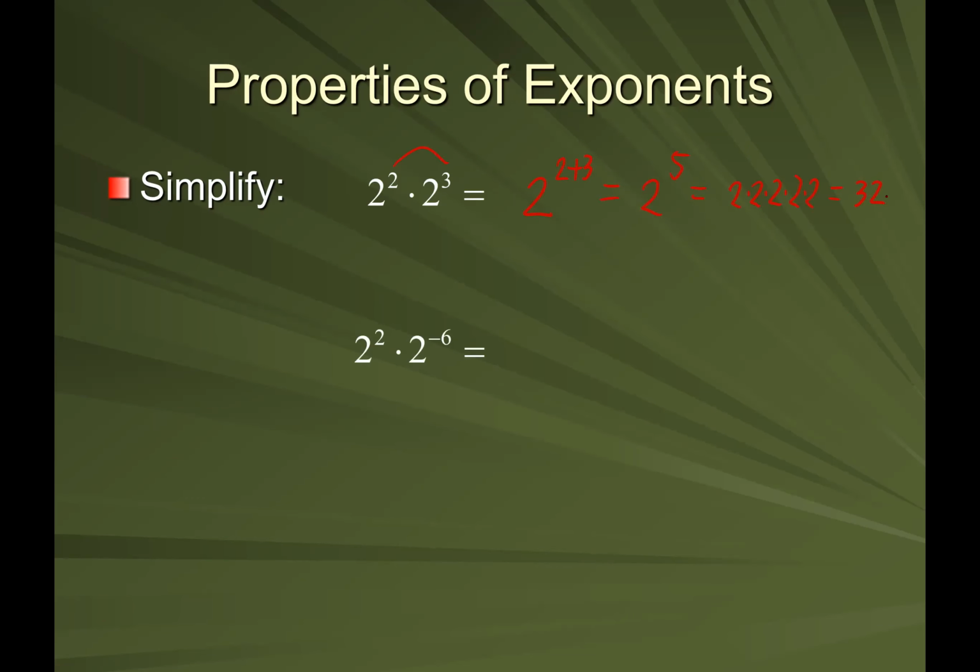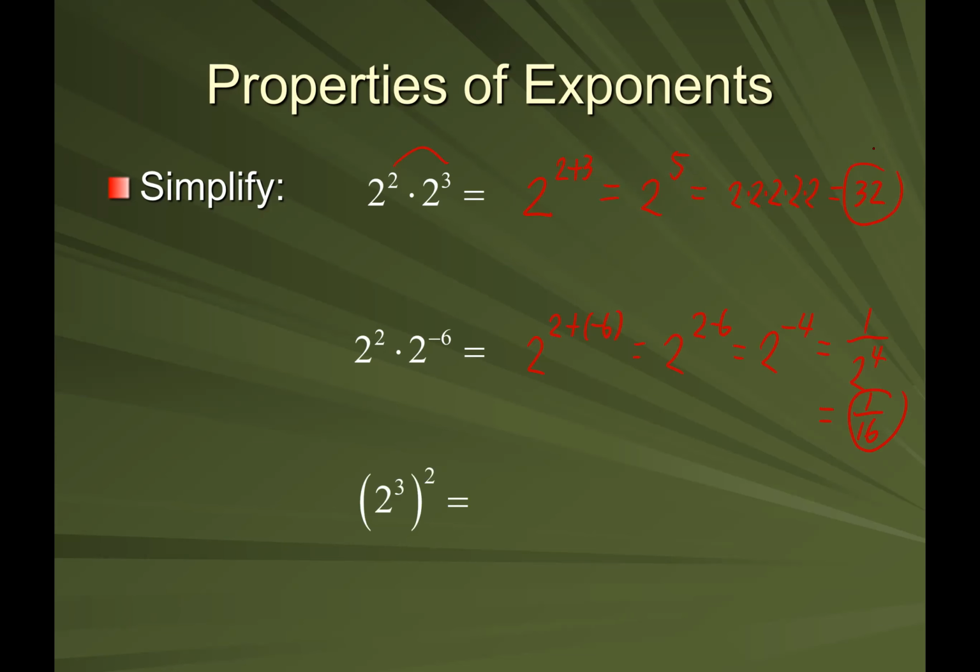And then one more time, we have the multiplication property. So 2, adding exponents 2 plus negative 6. So this is 2 raised to 2 minus 6, 2 raised to negative 4, right? So according to the other property, it becomes 1 over 2 to the 4th. Flip to the bottom, it becomes a positive exponent. So this is 1 over 16. 2 to the 4th is 16, 1 over 16.